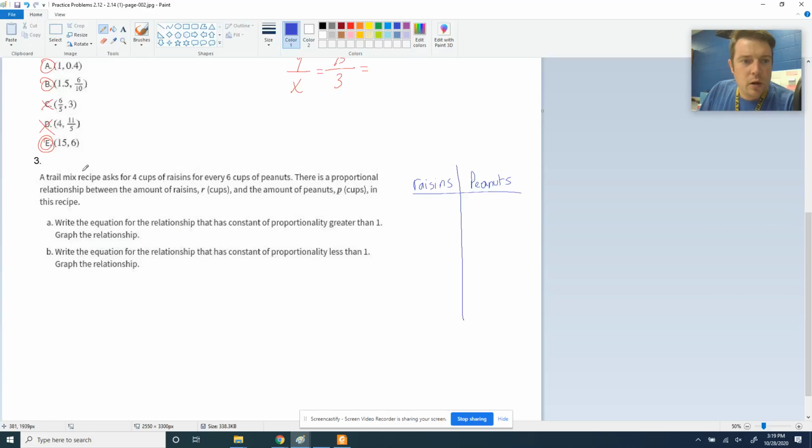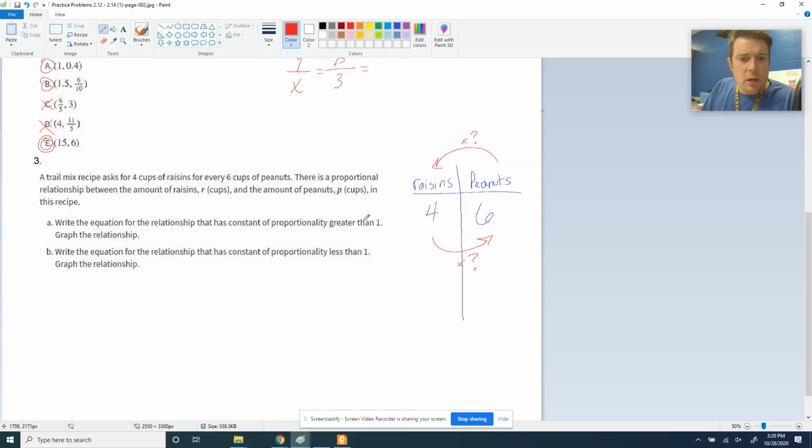We're looking at a trail mix recipe, and it takes 4 cups of raisins and 6 cups of peanuts. So I'm just going to start off with a table to wrap my head around what's going on here. There is a proportional relationship between amounts of raisins and amounts of peanuts. So that means that there is a constant of proportionality that goes this way, and there's one that goes this way. And it's very easy to get those constants of proportionality.